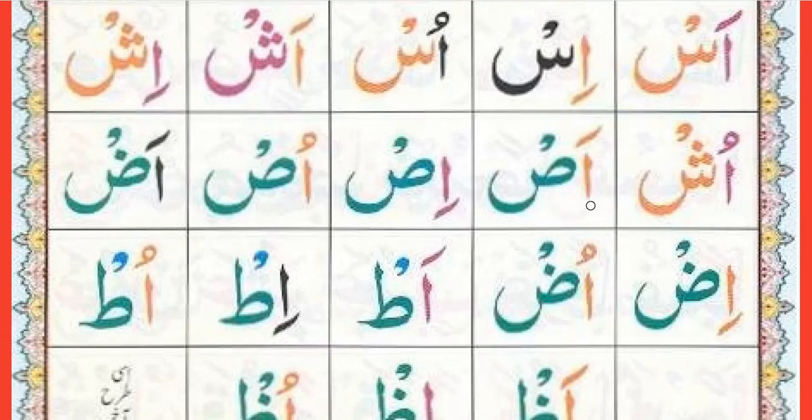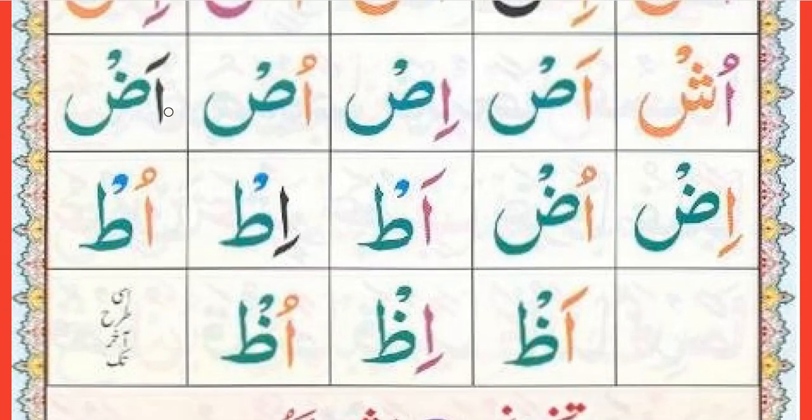Hamza saad zabar as. Hamza saad zir is. Hamza saad pesh us. As. Is. Us. Hamza dad zabar ad. Hamza dad zir id. Hamza dad pesh ud. Ad. Id. Ud.